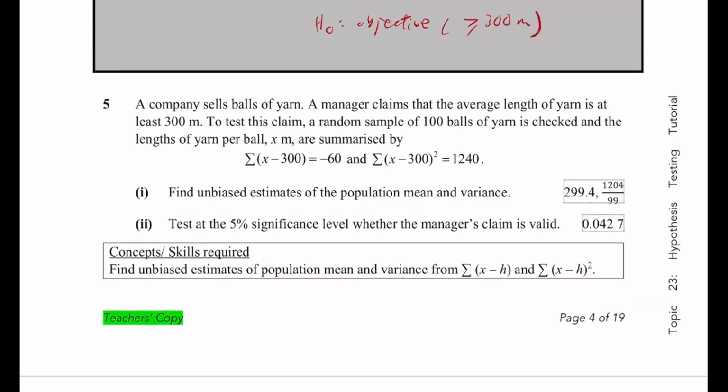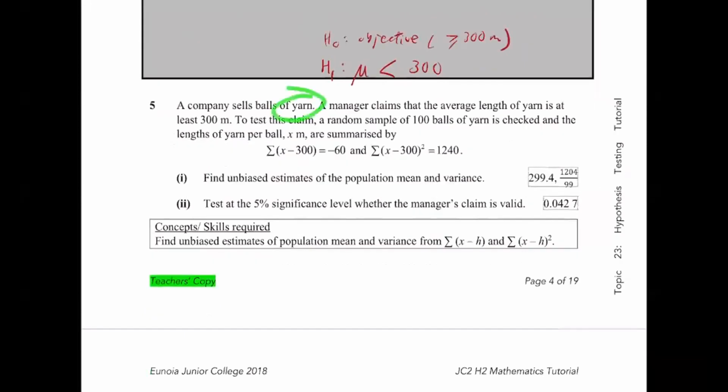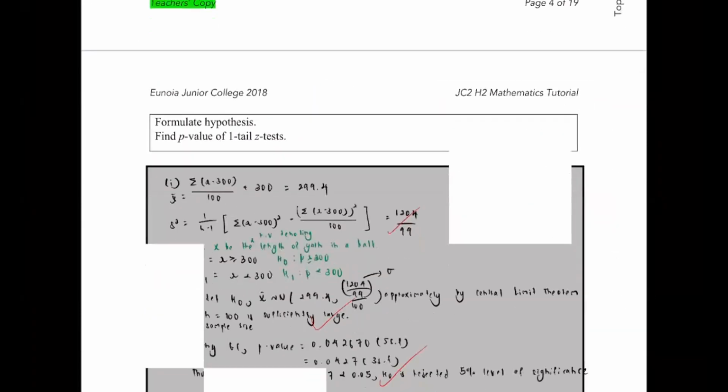That's my objective. But then the suspicious Jeremy, the enemy, he claims, no, your quality is not good. It is actually less than 300. The alternative hypothesis. So that's why it should be less than. Does it make sense? The alternative hypothesis must go against the objective of the manager, or whoever represents the company, represents the yarn. I hope that makes sense.